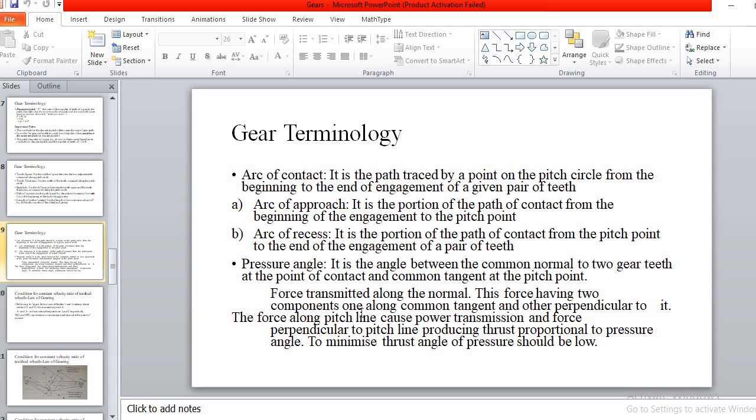Again there are some terms: path of contact and path of approach. The path of contact is the locus of points traced when two gears are engaging, from the start of engagement to the end of engagement. The angle traced during this path of contact is known as the angle of action.